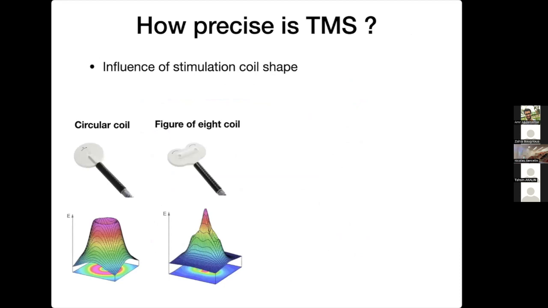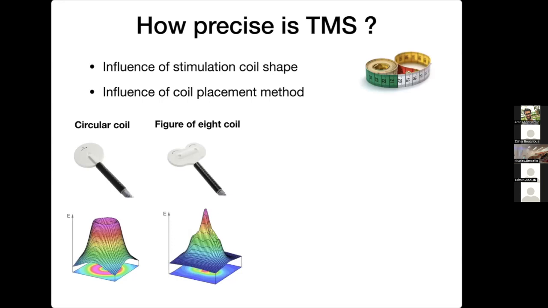One question about this technique is how precise it is. And for this, of course, the coil shape has an influence, right? So in research, we use these figure of 8 coils, which you see are able to generate an electrical field that is much narrower than the circular coil. It's around 1 square centimeter in the brain. And of course, as you saw, the coil placement method, so how you aim for an area in the brain, can be quite imprecise, right? If you hold the coil by hand, like we saw before.